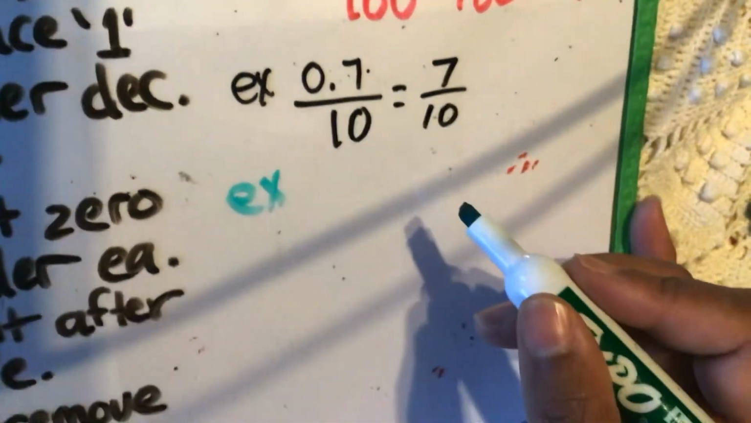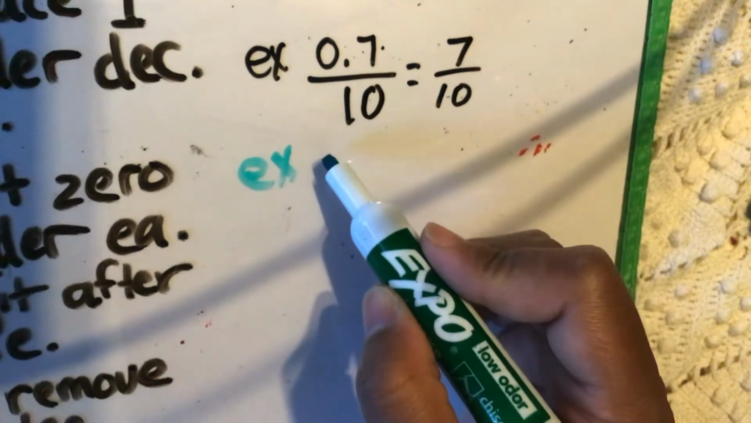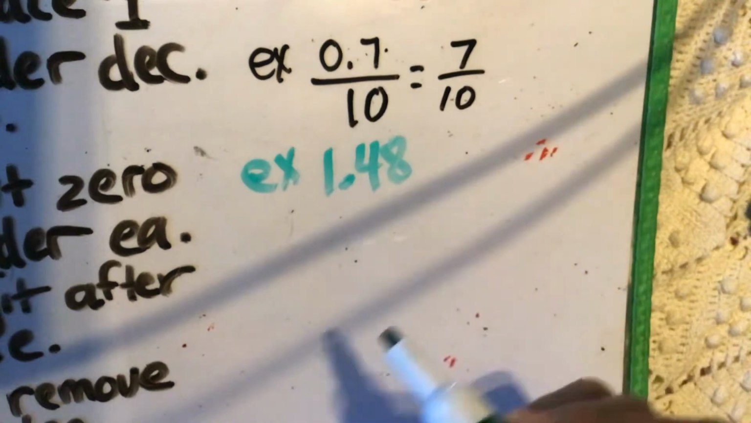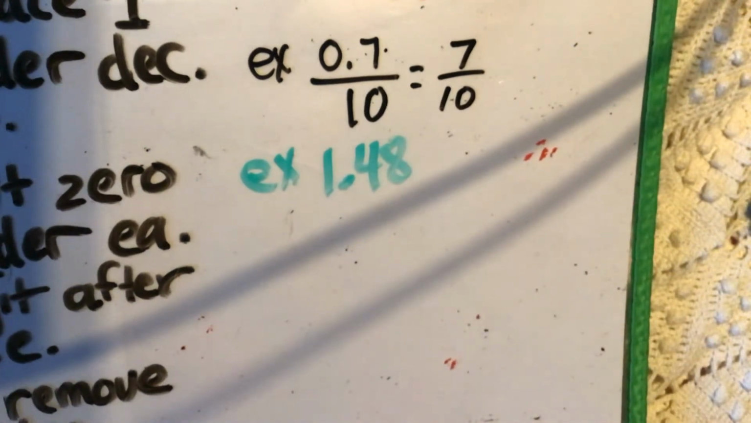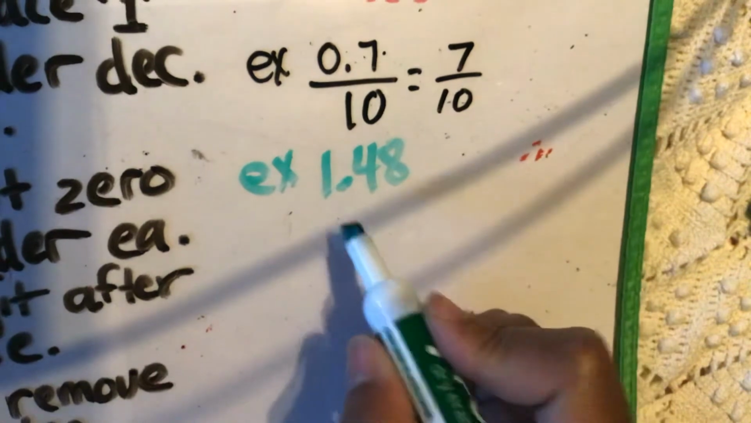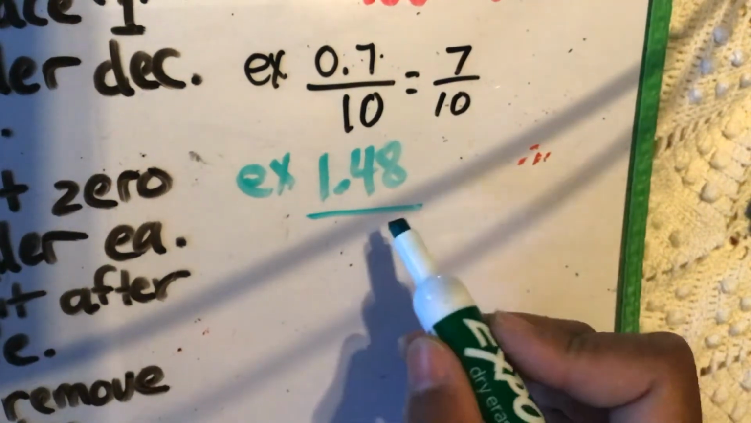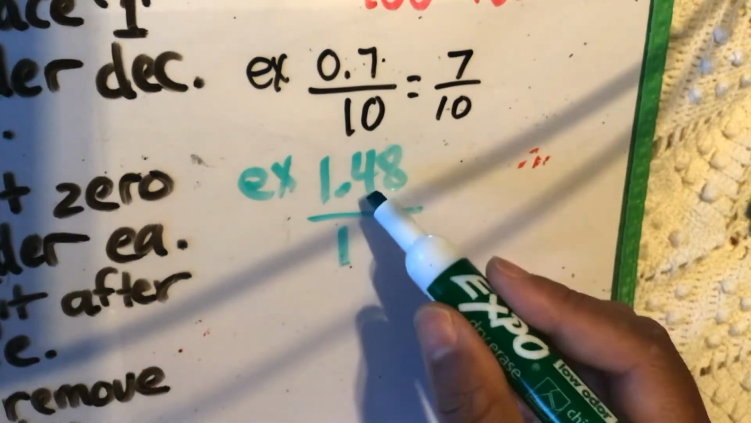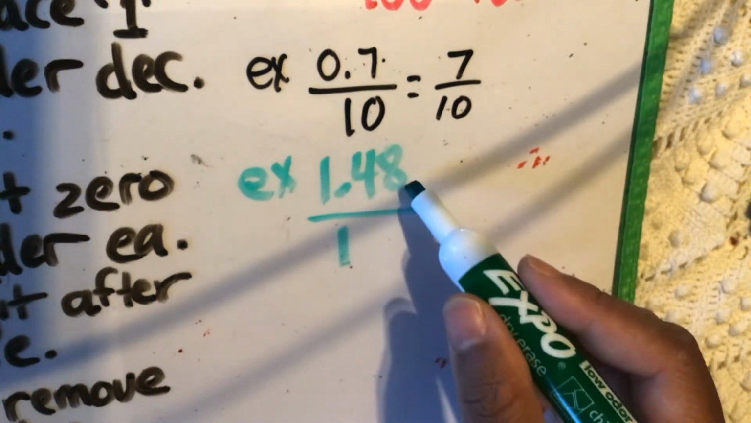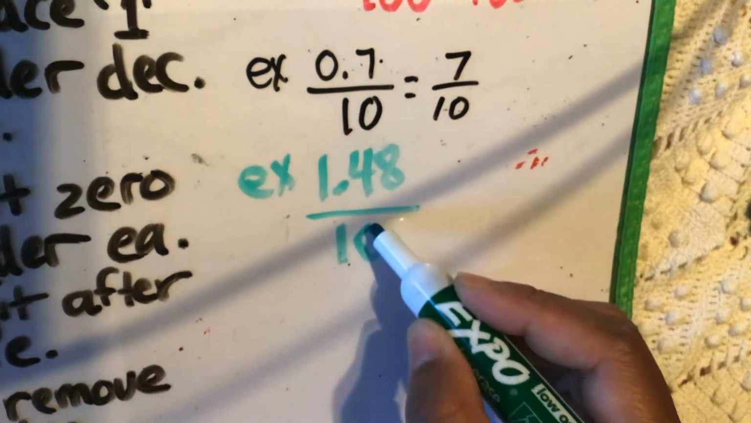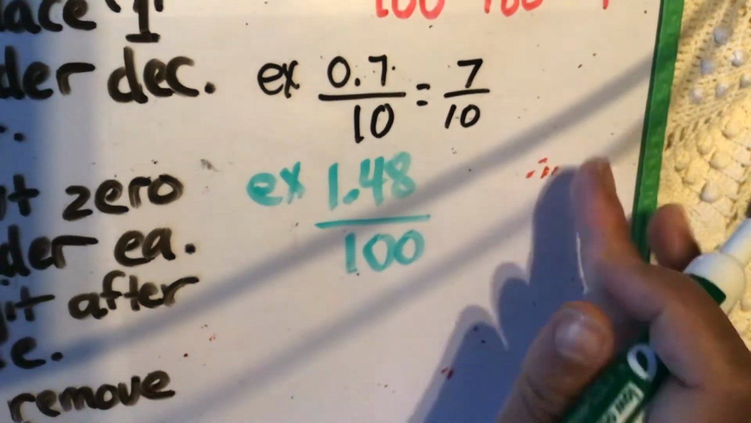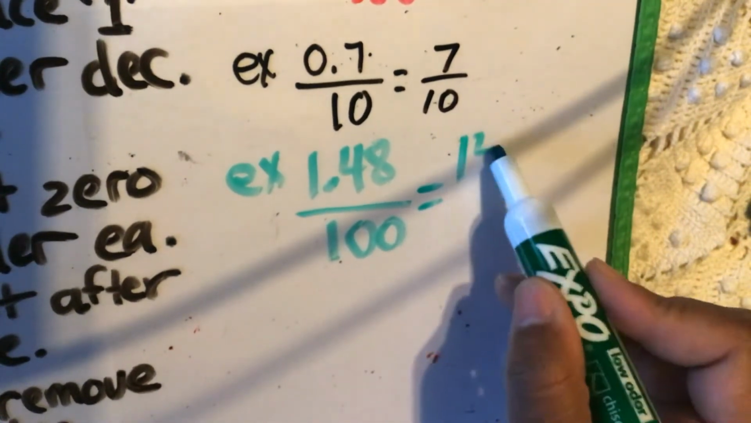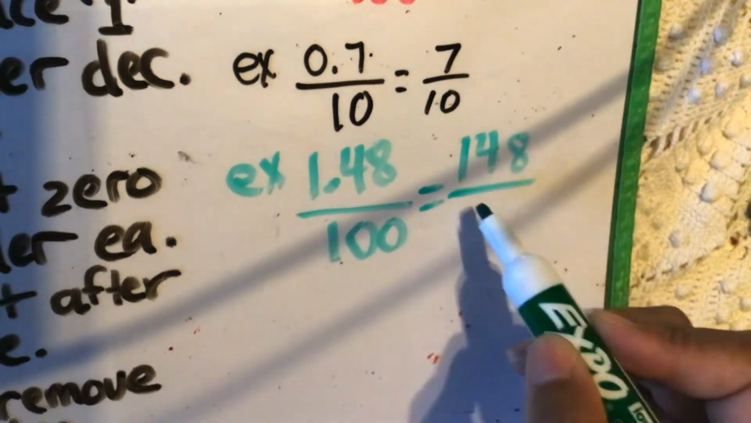All right, example 3. Let's say 1.48. Okay, you're going to notice that I put a number in front of my decimal, but my steps have not changed. I'm going to put a fraction bar there. I'm going to put a 1 under the decimal. And I'm only counting the values after the decimal. I have 2 digits after the decimal, so I'm adding 2 zeros. The next step is going to be to get rid of the decimal. So I have 148 on the top and 100 on the bottom.